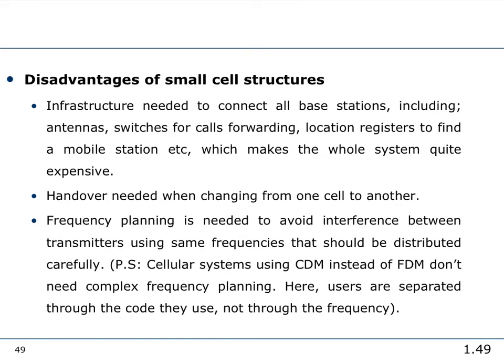The third disadvantage, which is probably the most severe or the most critical, is frequency planning. Because as we said, we want to avoid having interference between the cells. So to avoid interference, one thing we could do is to allocate a certain frequency range here and a certain frequency range there, and the two frequencies are far from each other. So we use some kind of FDMA, but between cells. And that's usually what happens. So usually within one cell, they use FDMA slash TDMA. We'll talk about that.